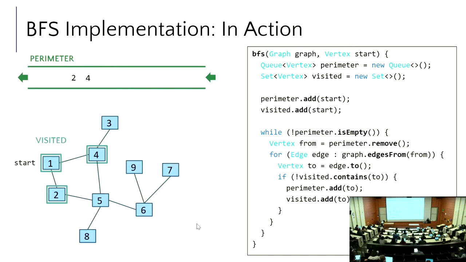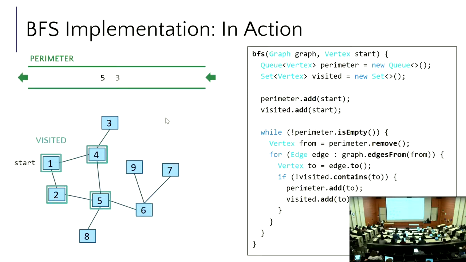Now when I come back around, I'm going to remove that 2. That's my new from. I looped back around, and then I loop over 2's neighbors. 2 only has 2 neighbors, 1 and 5. But 1 is already in my visited set, so I don't add 1 back into the queue. 5 wasn't in my visited set, so it got added to the queue coming after the 4.